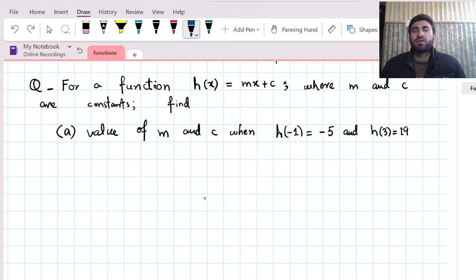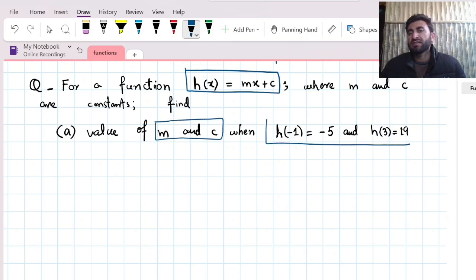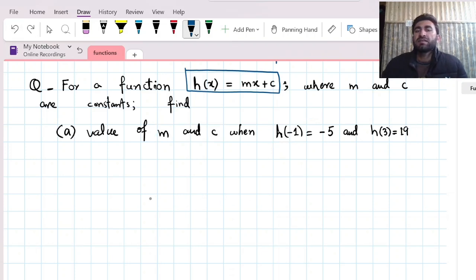Let's take another example of a function h of x given as mx plus c, where m and c are constants, and in a part we have to find the value of m and c. We are given two conditions: h of minus 1 equals minus 5, while h of 3 equals 19. So we have to utilize these two conditions, and we will derive two equations, and then we will solve them simultaneously. First, utilizing the condition h of minus 1 is equal to minus 5.